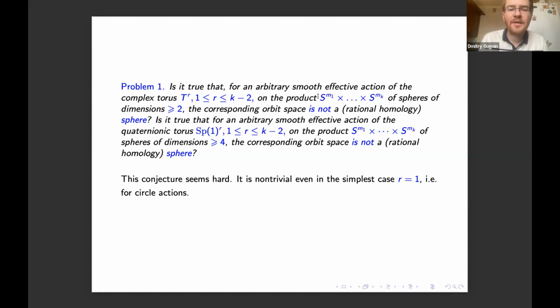So you have, for example, 3 spheres and the circle action. You may ask, is there some action of a circle on the product of 3 spheres such that the quotient space will be a sphere or a rational homology sphere? And it is a very interesting problem.